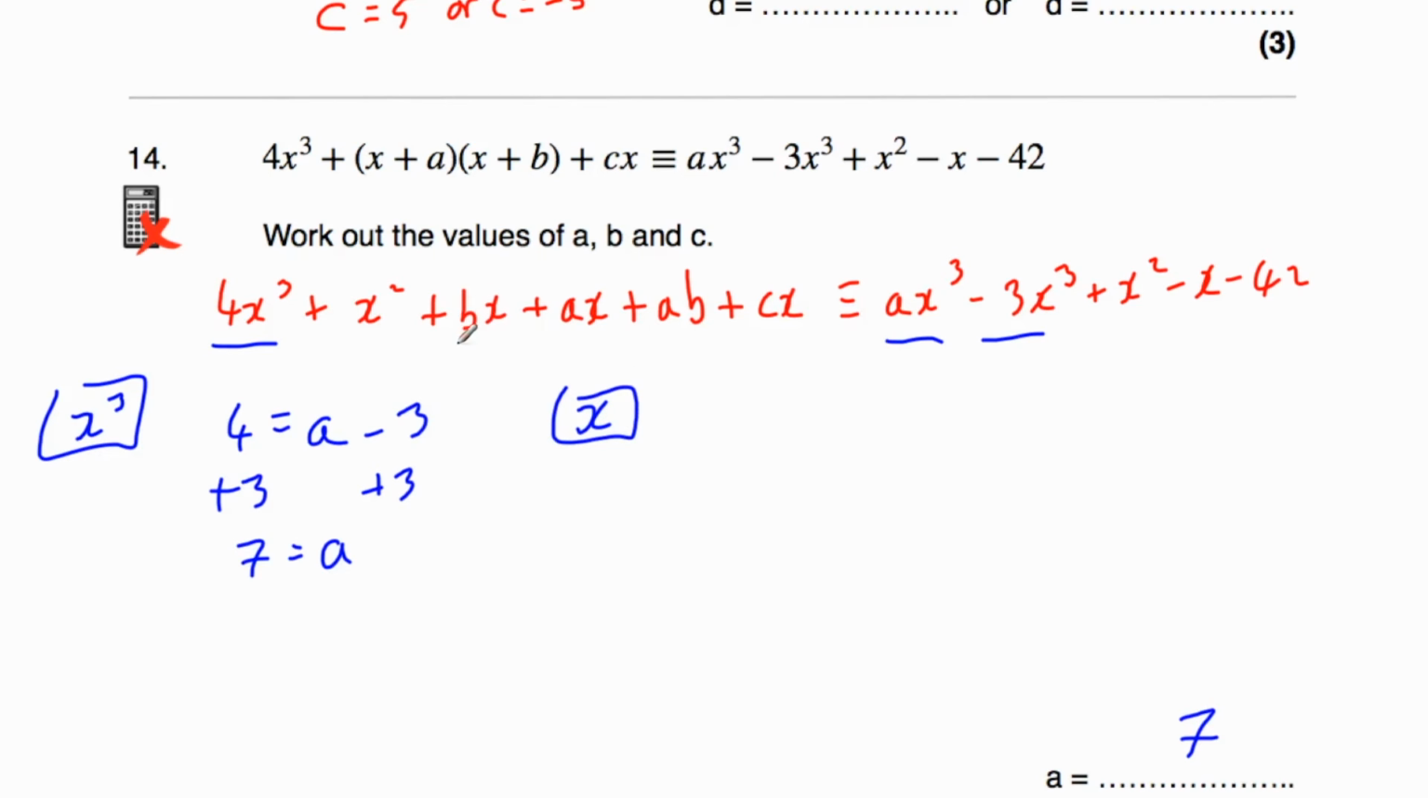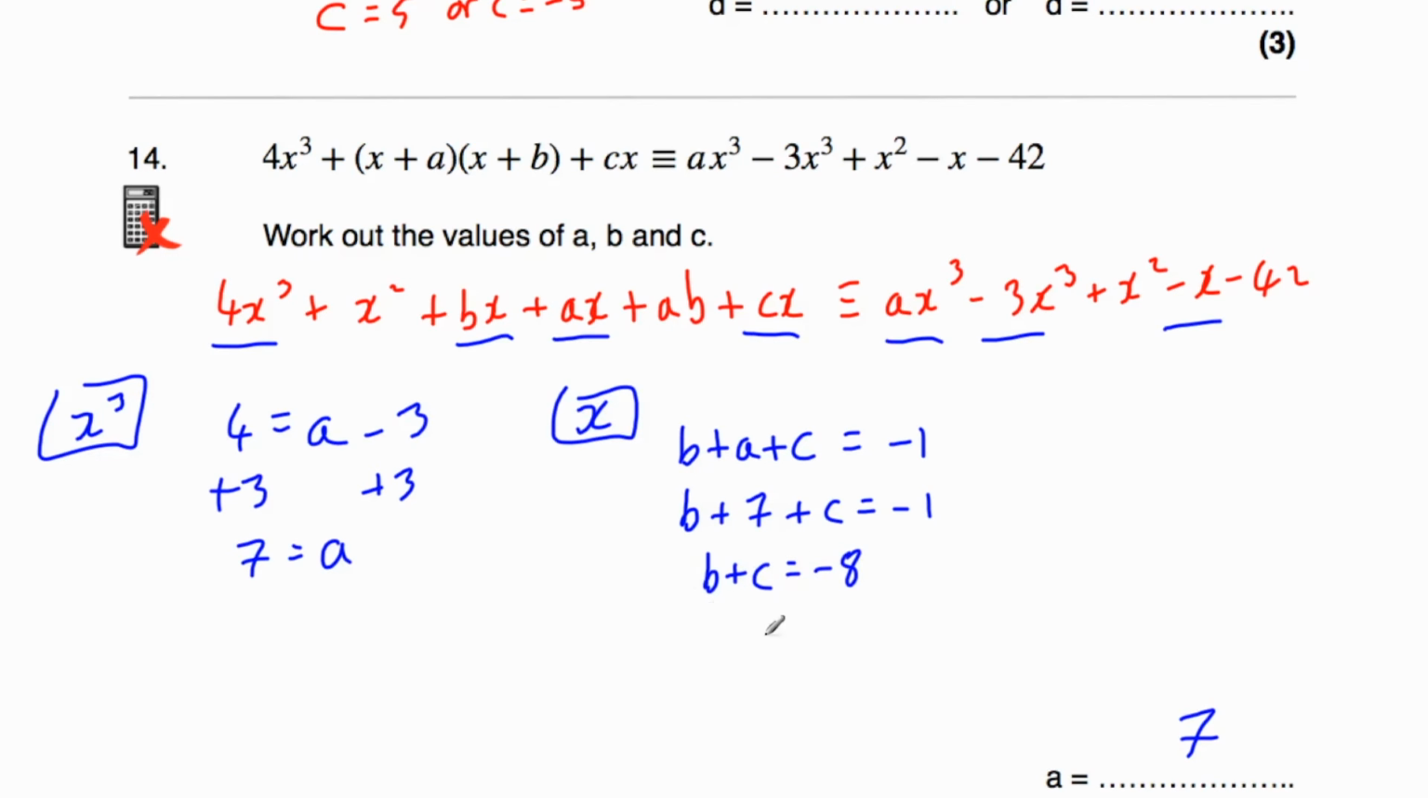So on our left hand side, we've got bx plus ax plus cx, so that's going to be b plus a plus c, is equal to, and on the right hand side we've got minus x, so that's minus 1x, so that's equal to minus 1, equating their coefficients. So we've got b plus a plus c is equal to minus 1. Now remember a is equal to 7, so that means that we've got b plus 7 plus c is equal to minus 1, and taking away 7 from both sides, we're going to get b plus c is equal to minus 8. So that might be useful.